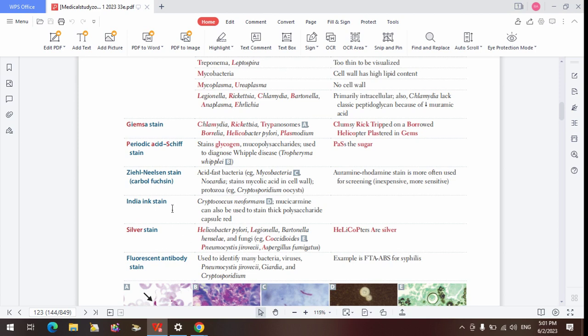So, Giemsa stain, think about the protozoa. What are the protozoa that we are talking about? Trypanosomes, Plasmodium. And we've already said that whenever you see chlamydia, rickettsia follows.